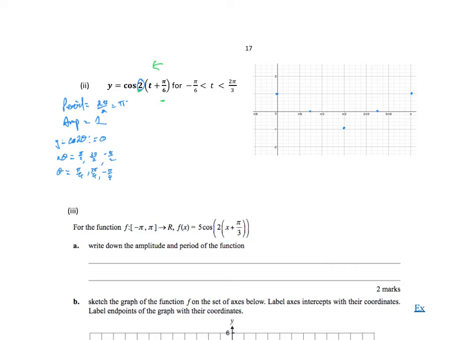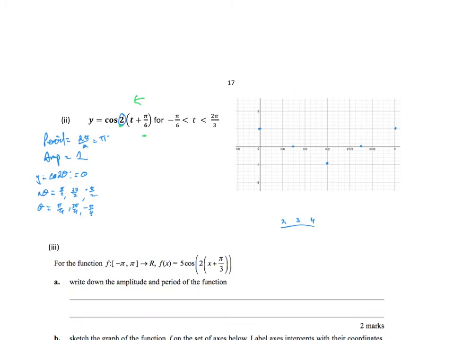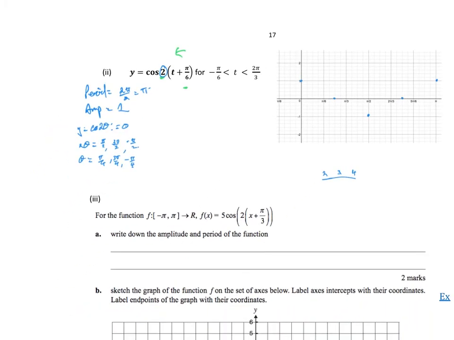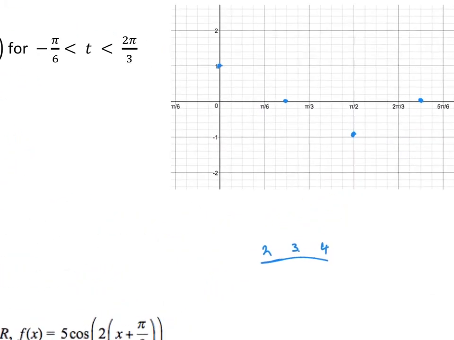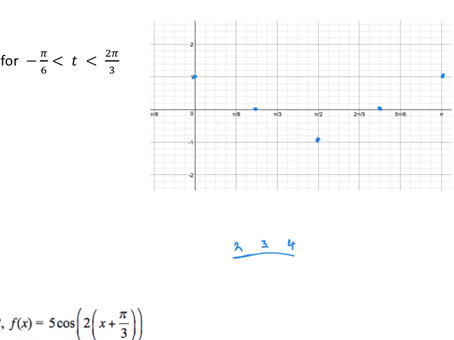There's pi on 6 and pi on 3 labelled. So let's make them 12. So pi on 6 is 2 on 12. Pi on 3 is 4 on 12. Pi on 4 is 3 on 12. So it's halfway between, isn't it? Pi on 6 and pi on 3. So we've got that right. Just find it a bit hard to read. So my other intercept will be about there, if you like.